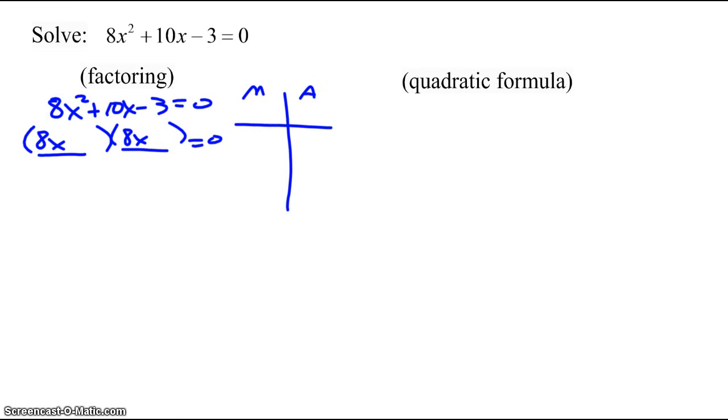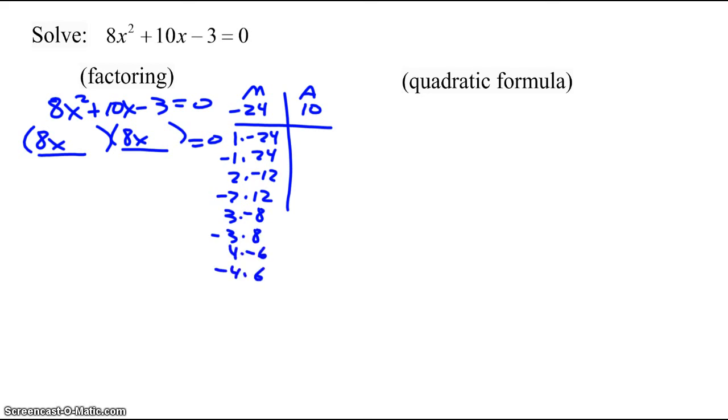The two numbers that I'm looking for here in the factors are going to multiply to 8 times negative 3, so times negative 24, and then they're going to add to 10. If you forgot this procedure, go back and watch the trinomial factoring topic video. Okay, how many ways can I get negative 24 there? Well, it'd be 1 times negative 24, negative 1 times 24, 2 times negative 12, negative 2 times 12. We could have 3 times negative 8, negative 3 times 8. We could have 4 times negative 6, negative 4 times 6. There's a lot of ways to get that.